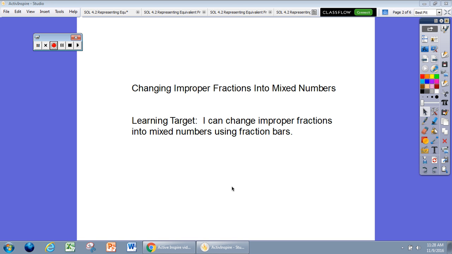Improper fractions are fractions that are more than one whole. So we are going to use our fraction bars to figure out how to change improper fractions to mixed numbers. If you do not have your fraction bars in front of you, go ahead and pause the video to get some fraction bars so you can use them throughout this lesson.